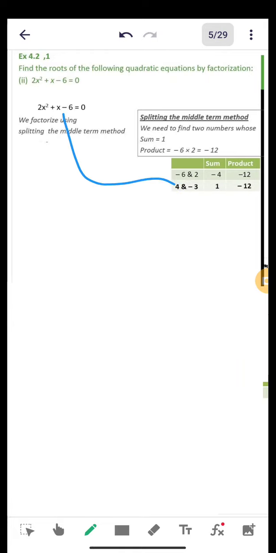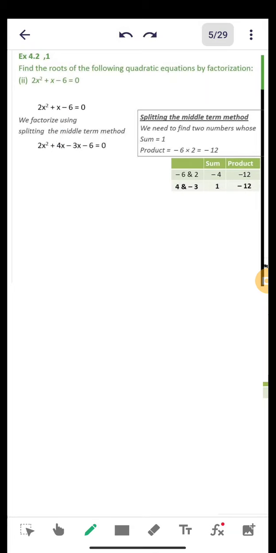Whereas if I take 6 and 2, 6 twos are 12, but the sum is not 1. Minus 6 plus 2 is minus 4. So we select 4 and minus 3 as the factors for splitting. So x can be written as 4x minus 3x. By splitting, I have split it.